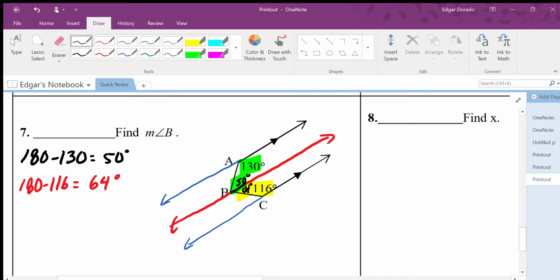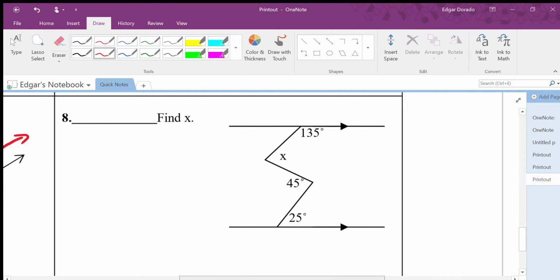So now I can go ahead and add up the two pieces of my angle B, which are 50 plus 64, which will give me 114 degrees. So if you guys had 114 degrees, you should be good to go.